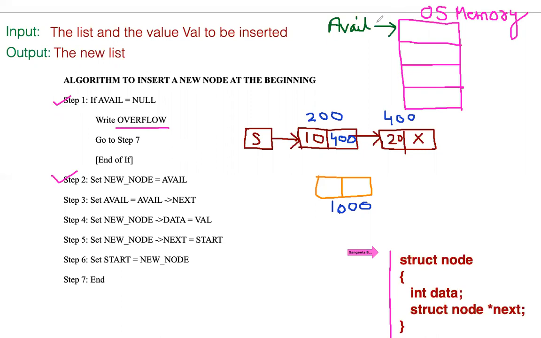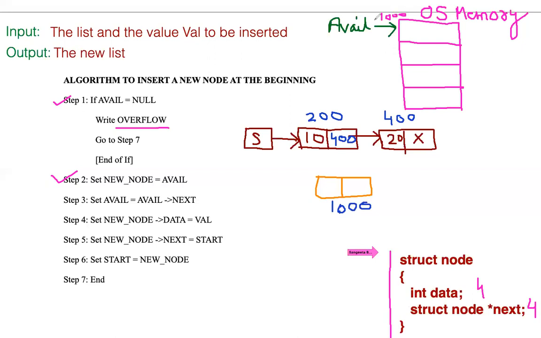That means this memory space which avail is pointing to will be given to the new node. So what does this mean? It means that it is pointing to some memory location, suppose 1000. So this is memory location 1000, and this node has been allocated here. Whatever the size of this is, we know that the size will be 4 because integer data is 4 bytes, and a pointer is also 4 bytes because it is an unsigned integer. So 4 plus 4, 8 bytes will be reserved.